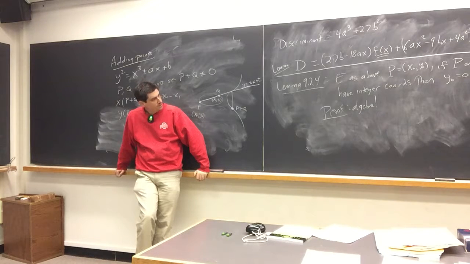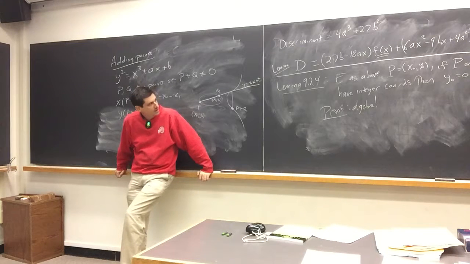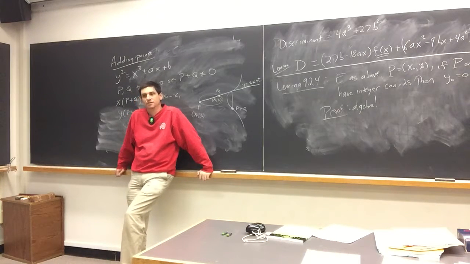What would it mean? What kind of consequence can you draw from the fact that y has to divide the discriminant? What does that tell you about possibilities?